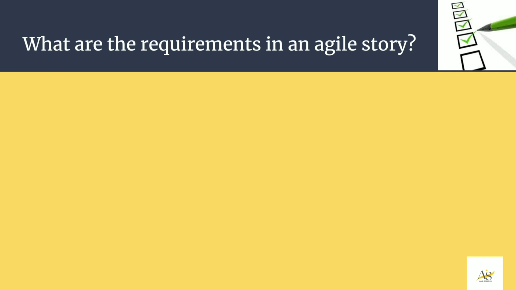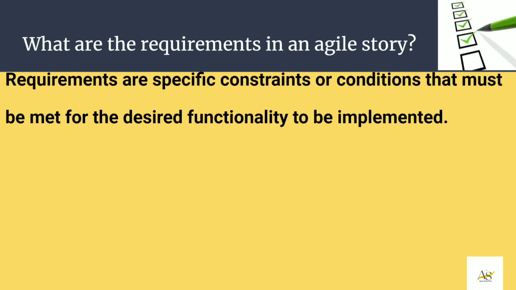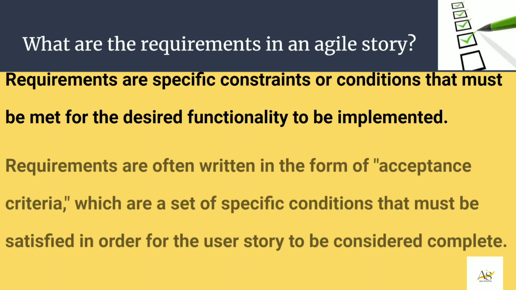Requirements are specific constraints or conditions that must be met for the required or desired functionality to be implemented. Requirements are often seen in the form of acceptance criteria. I've been discussing user acceptance testing. That's where the requirements are accepted when you go through the whole development QA life cycle.